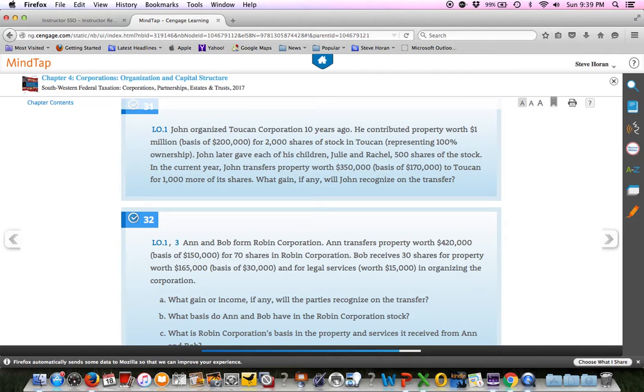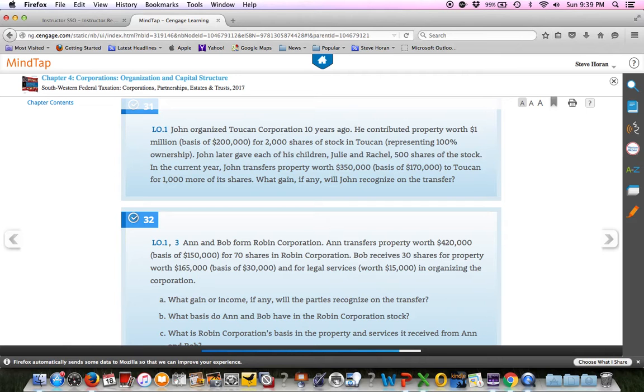So what he gave up was worth $350 with a basis of $170. So obviously everybody should be thinking the difference between those two numbers is 180. Okay. And so that's it. He must recognize a $180,000 gain on the transfer. Okay. The transfer does not qualify for Section 351.